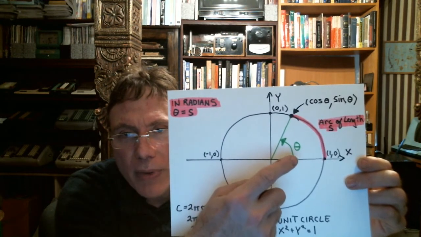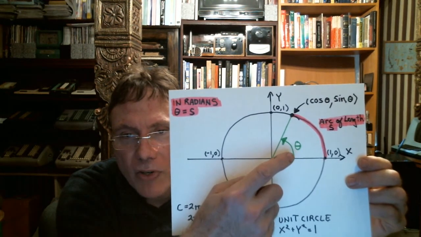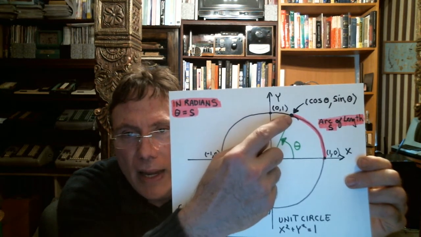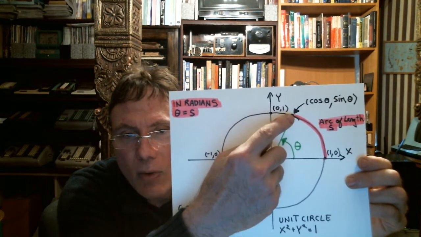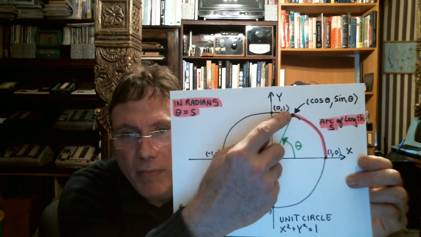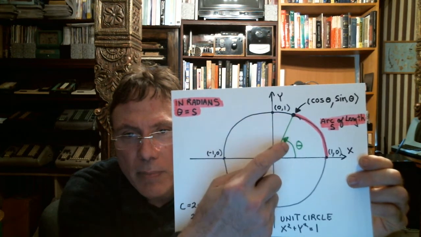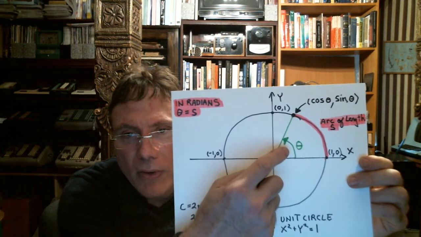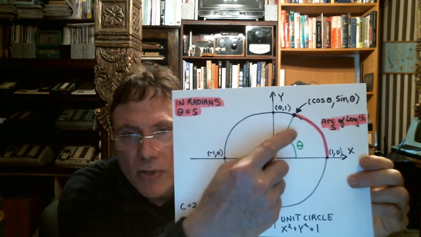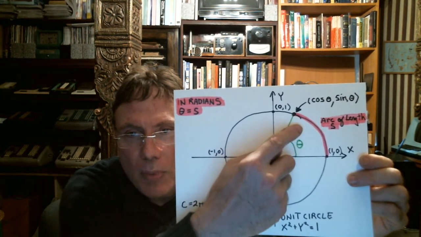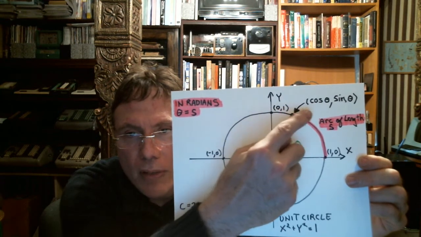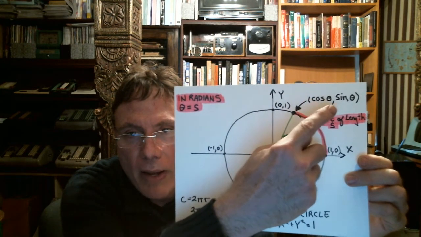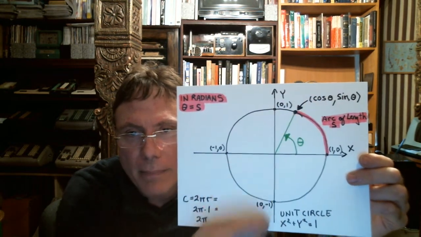Now, in trigonometry, we can define the trigonometric functions, cosine and sine, as being the x and y coordinates, respectively, of the point subtended by an angle theta measured in radians on the unit circle. So for this point here, the x-coordinate would be cosine theta, and the y-coordinate would be sine of theta.